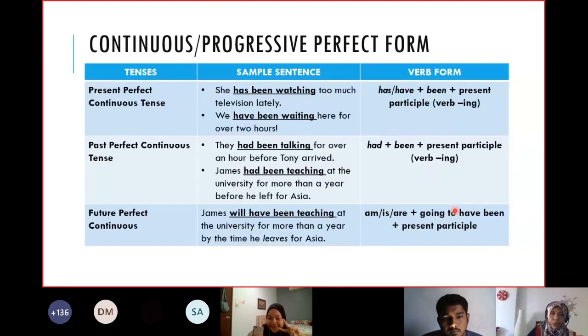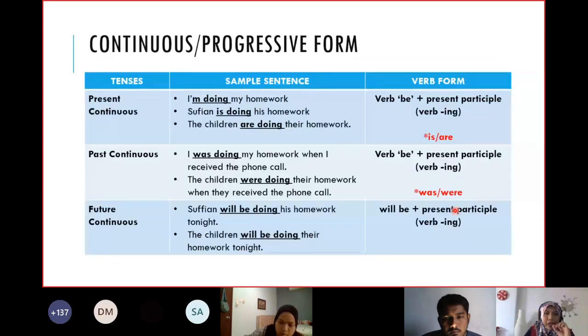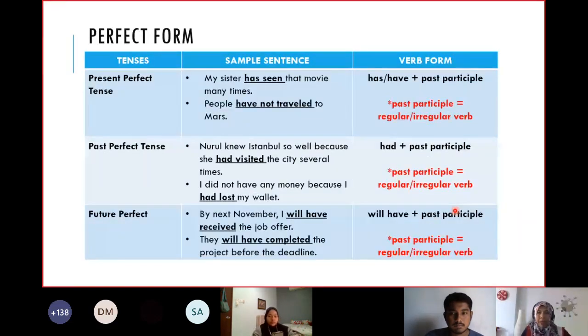But what I'm trying to say here is that if you lump the verb forms together, you can see they have a certain pattern. For continuous, you can see verb to be or auxiliary verb plus present participle, meaning the verb in ing. If it's perfect form, you will have the auxiliary verb has, have, or had, plus past participle, and that is true for all three, present, past, and future. Now, for future perfect, after will, it needs to be basic or root verb. So will have, it's not will has, okay? Same thing.